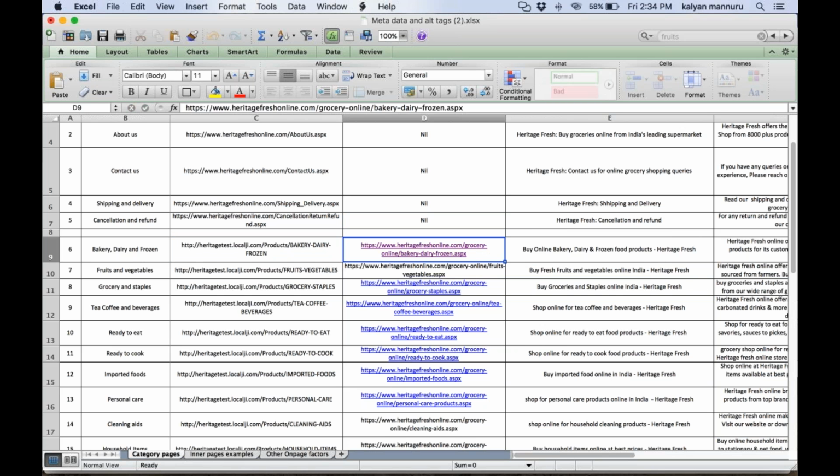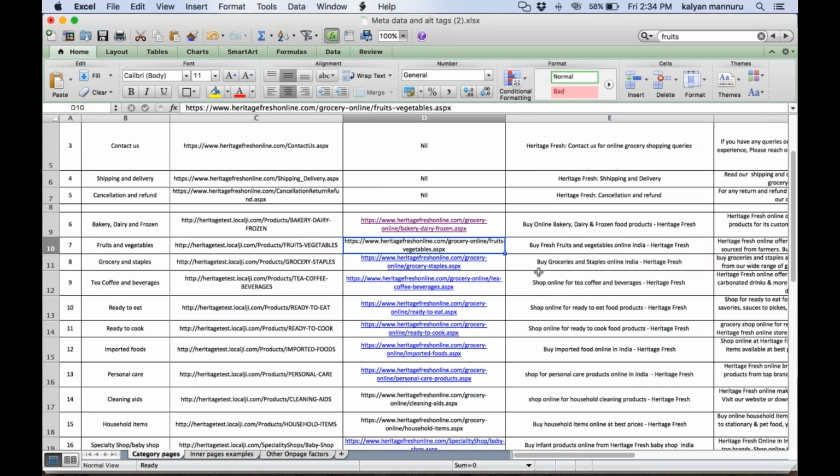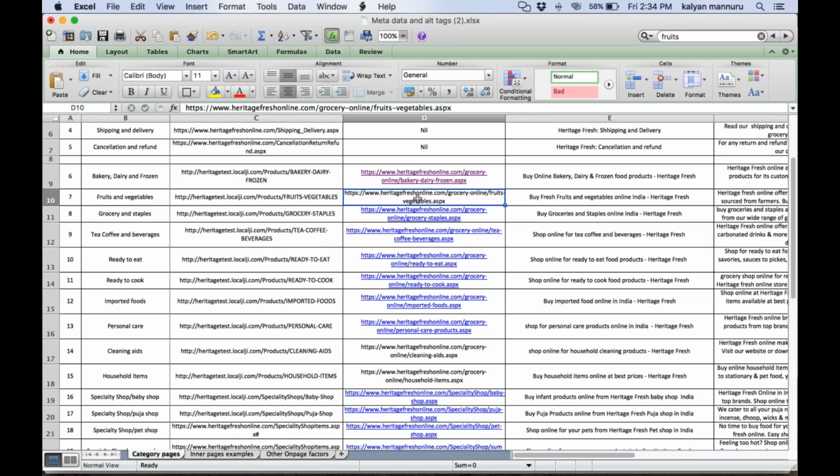So if someone online is searching for bakery, order bakery items, they would land here. Buy online bakery food products, they would land here. If someone is searching for fruits and vegetables, they would land here because we have given a title for it, buy fresh fruits and vegetables online.